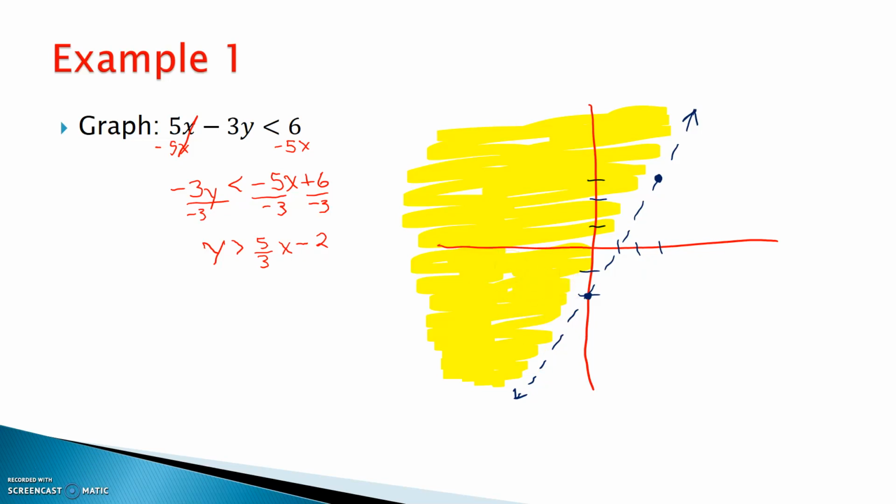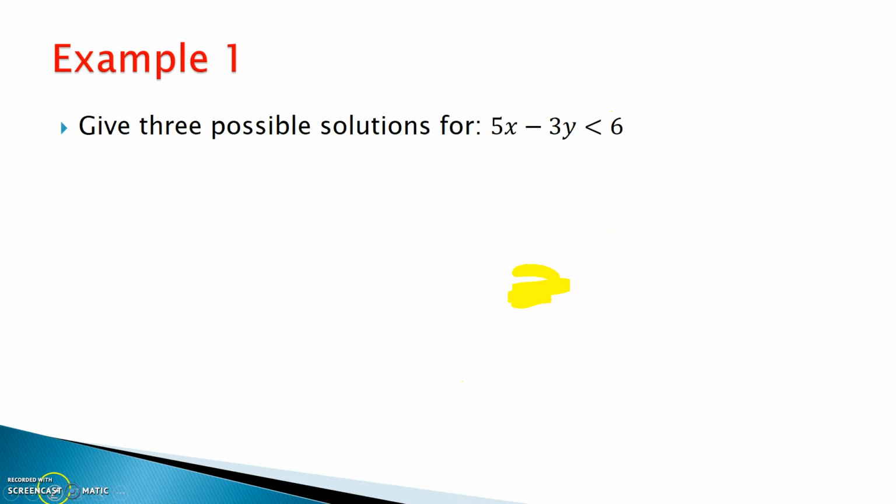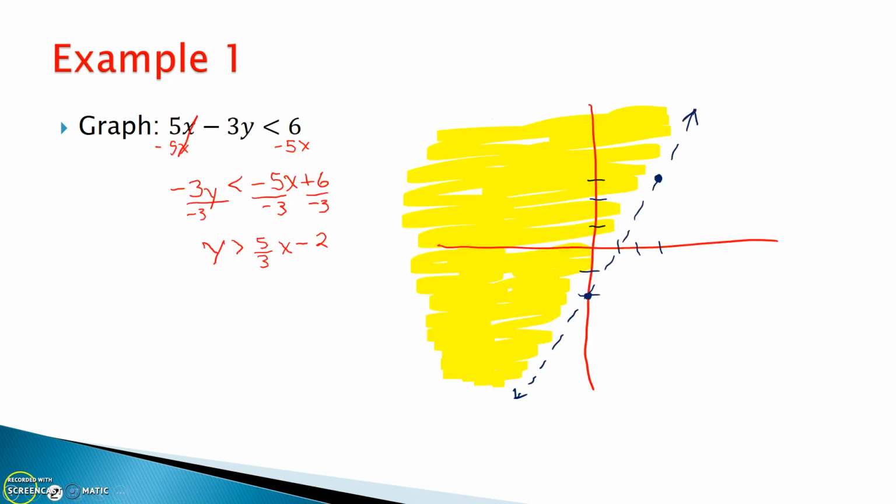Okay, now again, that was the one type of question I can ask you guys. Here's the other type of question that I can ask you: give 3 possible solutions. I'm going to have to flip back and forth here in a second, but it says give 3 possible solutions for the one that we just graphed. If I go back here, what are 3 possible solutions? Again, it's basically any points that fall over here on the left side. Everything above here, everything that's highlighted represents all my solutions.